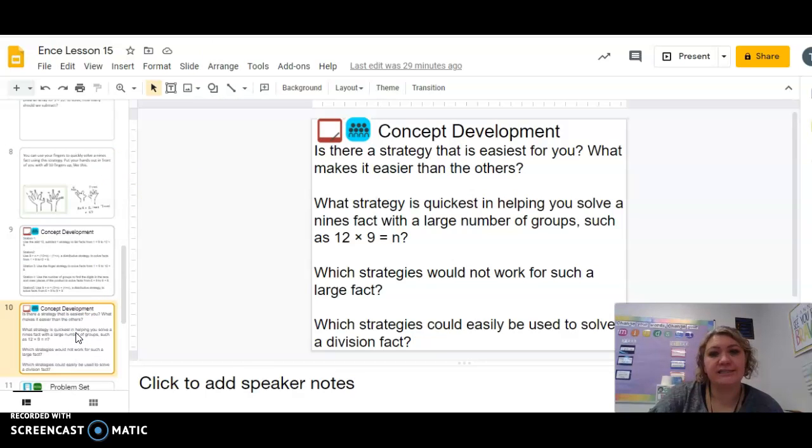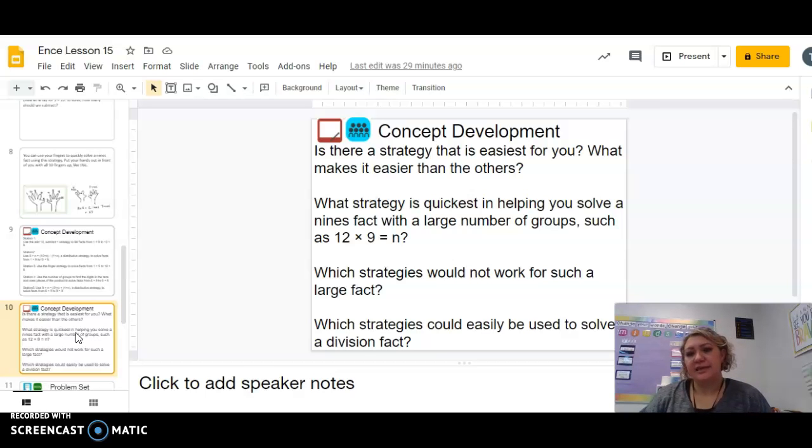Is there another strategy that's easiest for you? What makes it easier than the others? What strategy is quickest in helping you solve a 9's fact with a large number of groups, such as 12 times 9? Which strategies would not work for such a large fact?